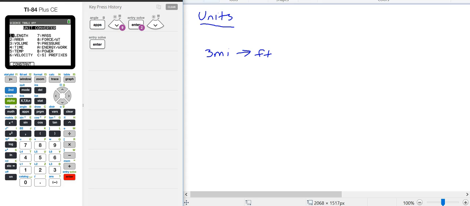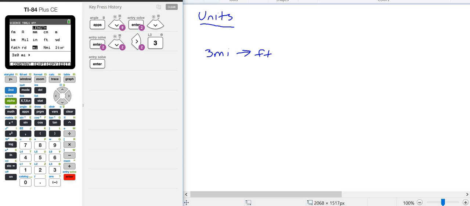So the one that we're going to use is length, miles to feet. Those are both lengths. We're going to click enter over 1. And we're converting 3 miles into feet. So the first thing we're going to do is go to the miles. MI is for miles. We're going to type a 3 and then enter. Now we have 3 miles and there's an arrow, which tells us that the calculator is converting it to. Then we're scrolling up to feet and clicking enter. And the calculator just converted us into feet.